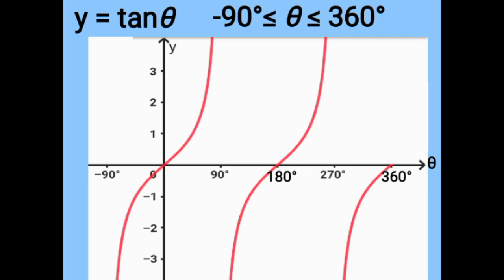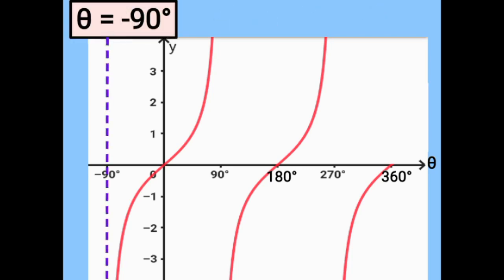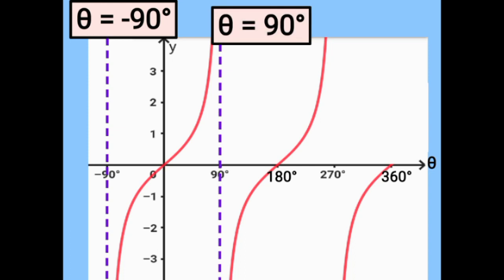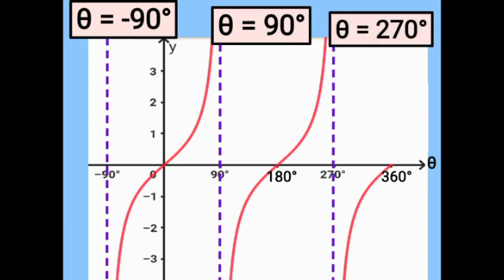The graph y equals tan theta has vertical asymptotes at theta equals minus 90 degrees, theta equals 90 degrees and at theta equals 270 degrees in the range theta is greater than or equal to minus 90 degrees but less than or equal to 360 degrees. So, this is why the graph y equals tan theta does not have maximum or minimum points but approaches positive or negative infinity as the curve approaches the asymptotes at minus 90 degrees, 90 degrees and at 270 degrees.